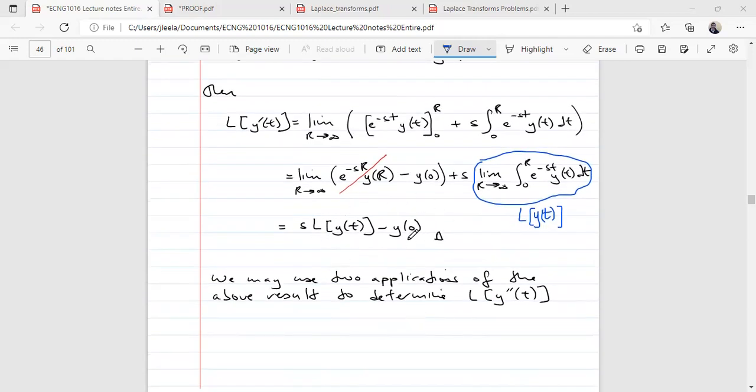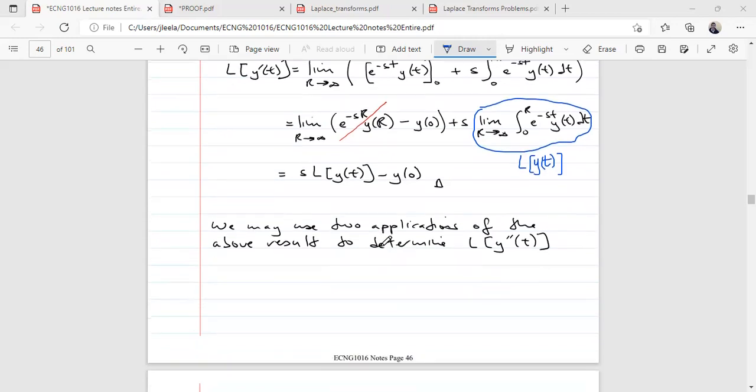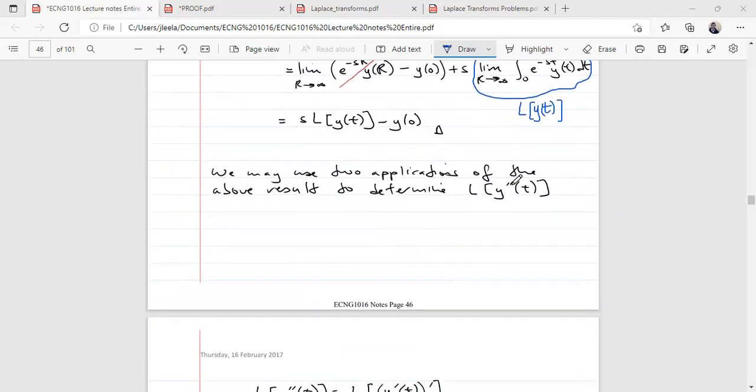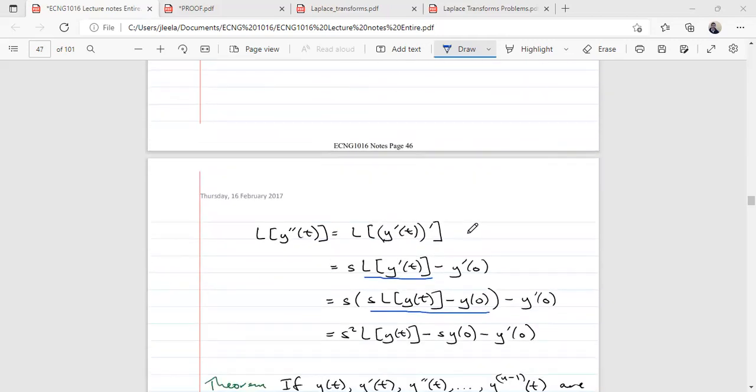And from this, you could derive higher derivatives, right? So you could derive y double prime t as the Laplace of the first derivative, with a prime on the outside here, right? So you're using the original result. This will be s of the Laplace of y prime t minus y prime 0. All you're doing is putting a prime on the t and a prime on the 0, right? From the first result. So you're using the first result to derive the Laplace of higher derivatives.